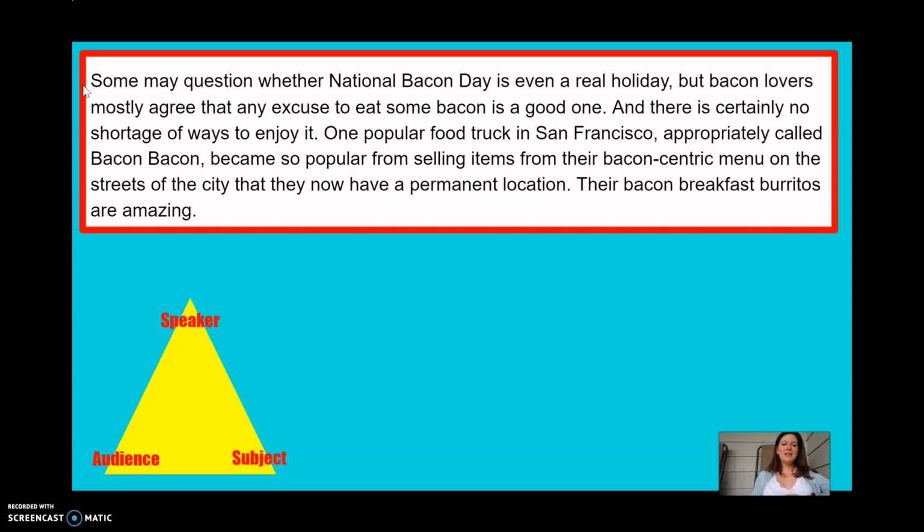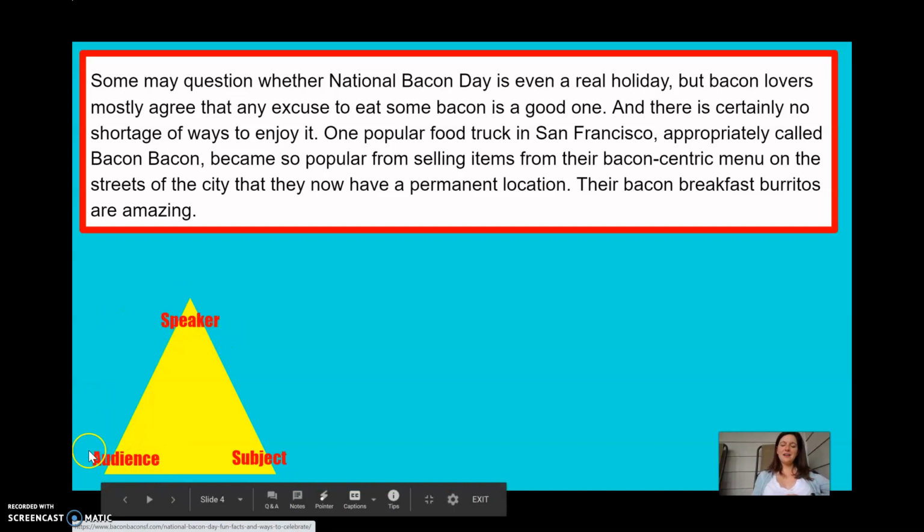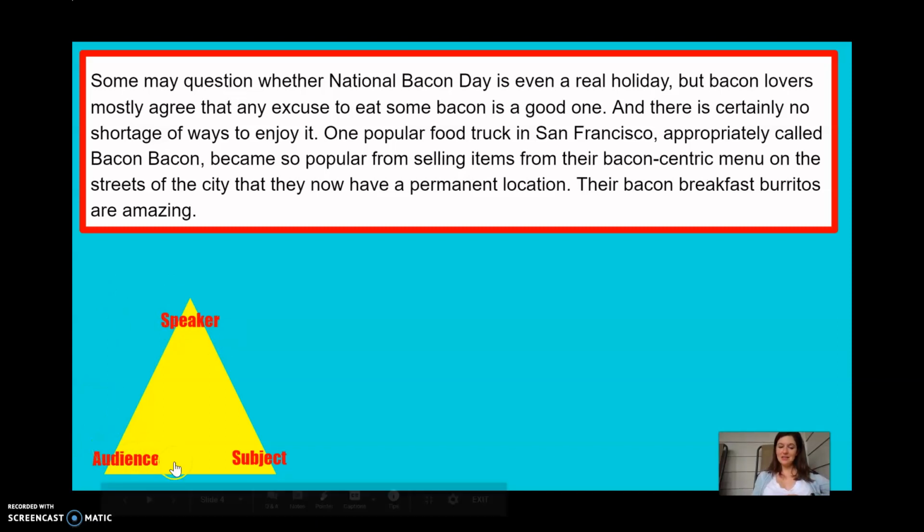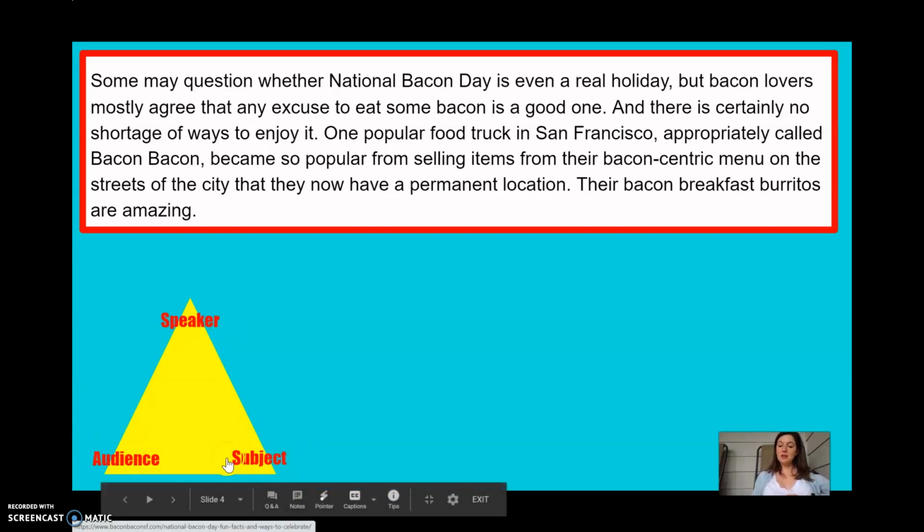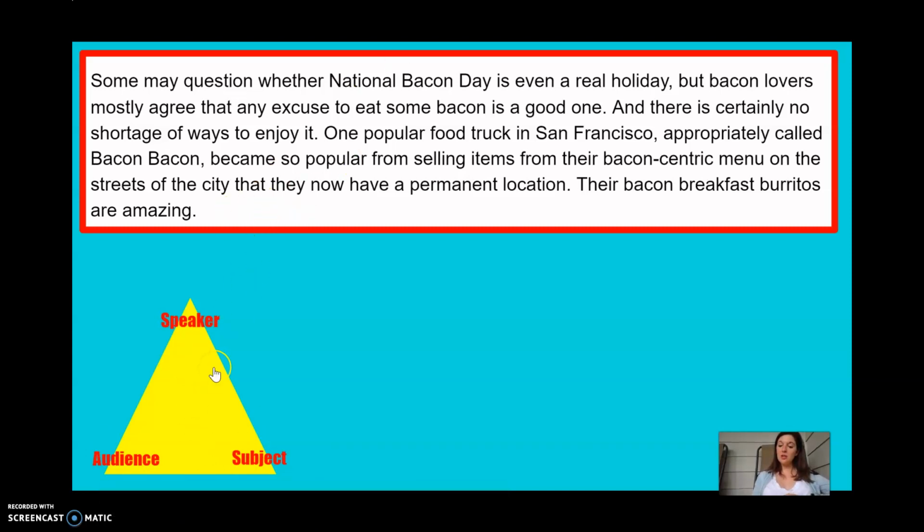What I'd like for you to consider and also fill out in your notes is, who do you think the speaker of this piece is? What do you think the audience of this piece is intended to be? What is the subject? And with these in mind, where do you think this was published? What was the medium? And also, therefore, what was the context? So what do you think it is?